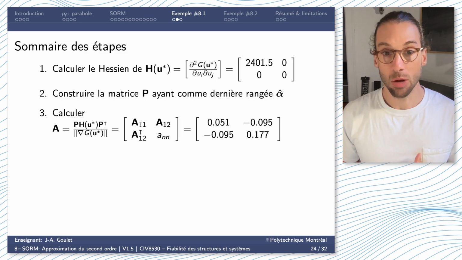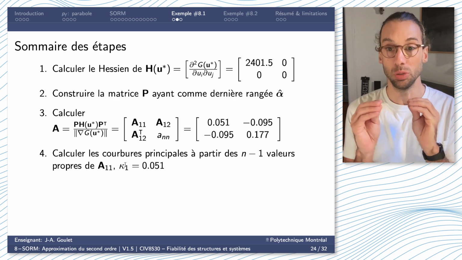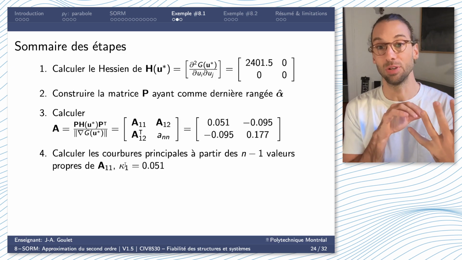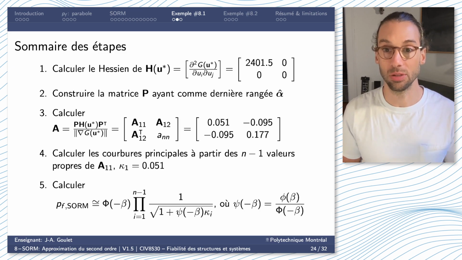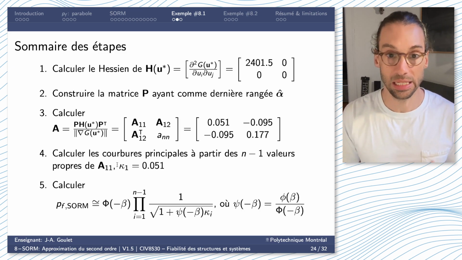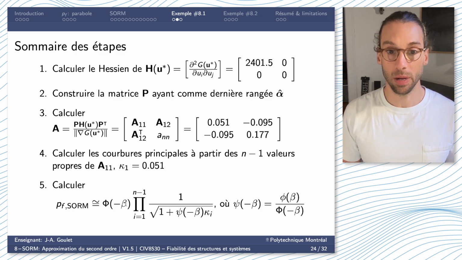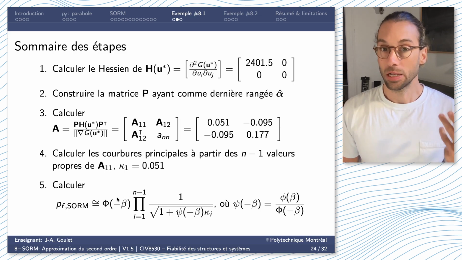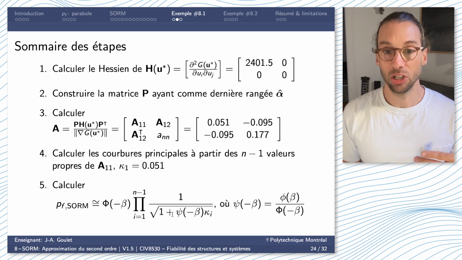I'm going to take my A11 term. So this is that 0.051. That's directly going to be my kappa 1. When I have only 2 dimensions, I don't need to do the second transformation because I already have it. It only applies for cases where I have more than 2 dimensions. So in this case, I can compute my SORM approximation of probability of failure by using that same approximation I had with FORM, so CDF of minus beta, and then I have the correction for my last curvature.